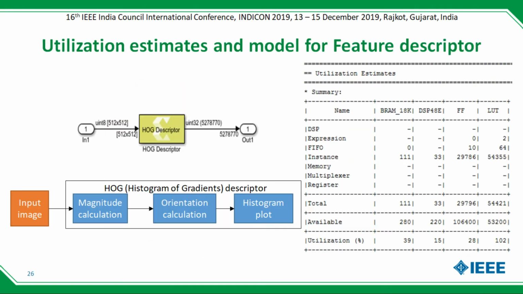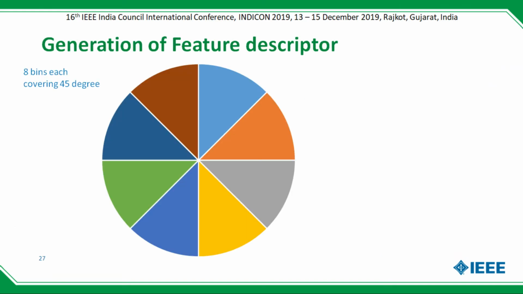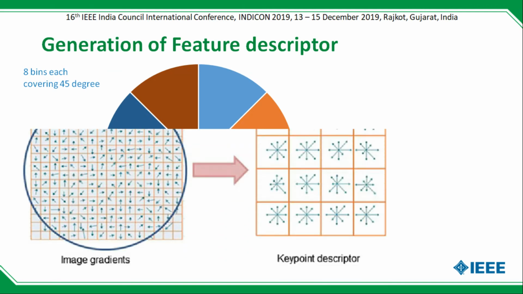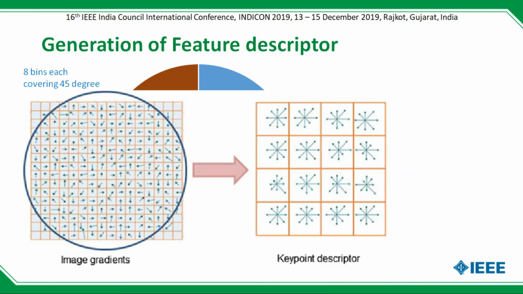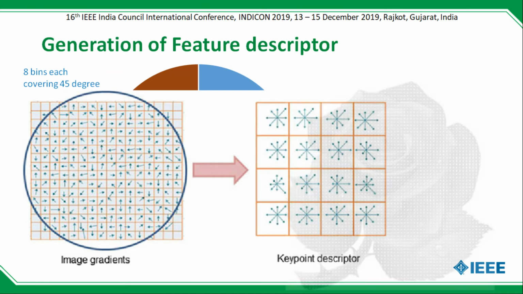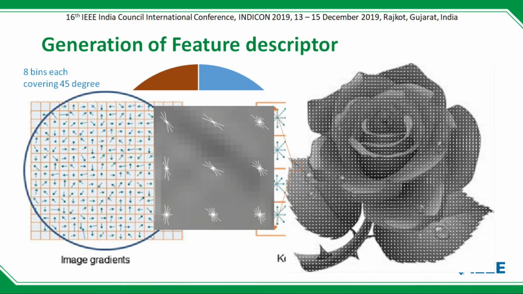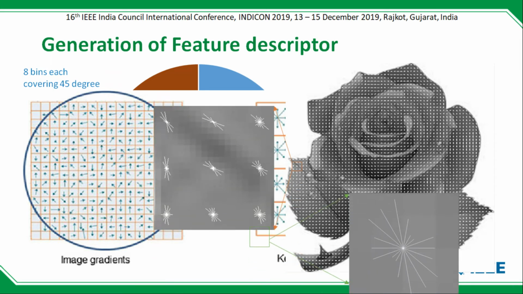Then this is the model and the utilization. Then for the feature descriptor, the orientation we calculated, the 360 degrees of a circle is divided into 8 bins, where each bin covers 45 degrees, and it is plotted like this on each of the pixels. Now for this pixel, a 16 cross 16 area is taken and converted into 4 cross 4 subblocks, and those arrows are combined, and we obtain a star-like structure like this. This is the output and the expansion of a small part.